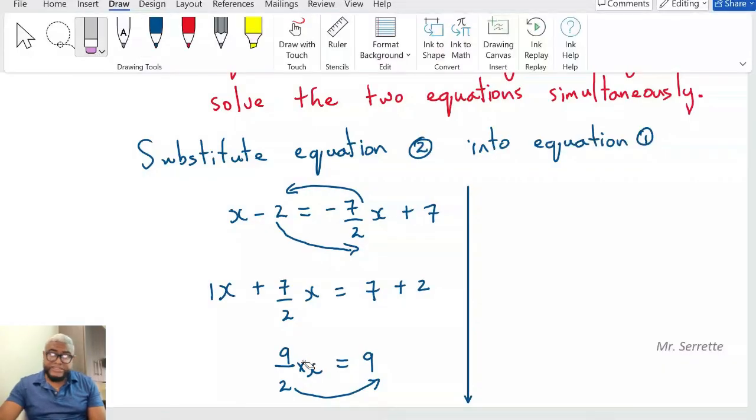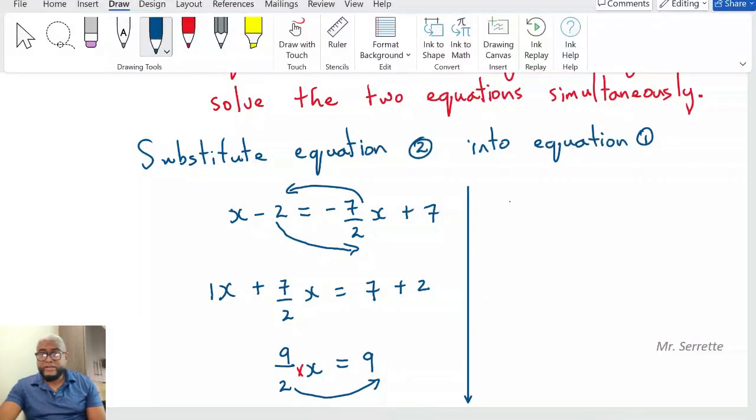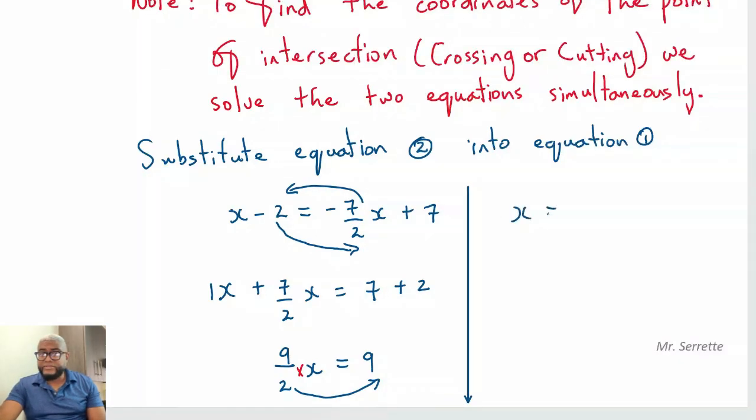Let me put another different color. Multiplication is understood here, right? Multiply. I come in right here. So x will be equal to 9 divided by 9 over 2. Well, I have to flip that 9 over 2 and multiply. So the 9 over 2's cancel. It's 2. Yeah, x will be equal to 2.